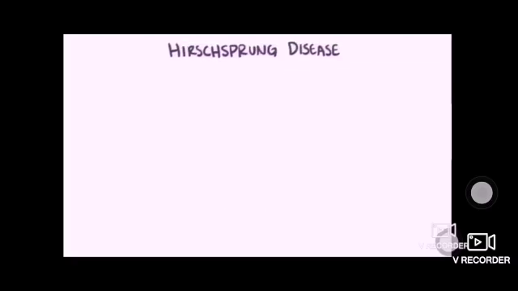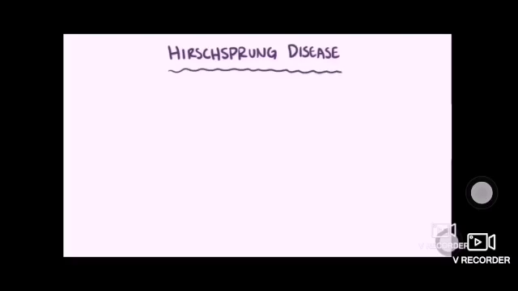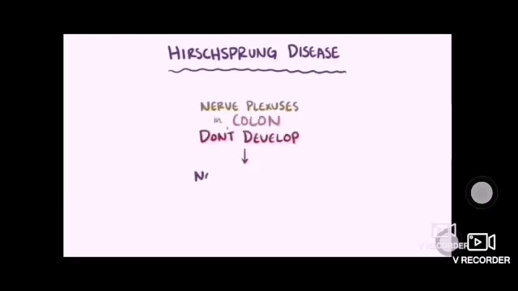Alright, so as a recap, Hirschsprung disease is a congenital condition where the nerve plexuses don't develop quite right in the colon, which leads to dysfunctional peristalsis and a plugged up colon.